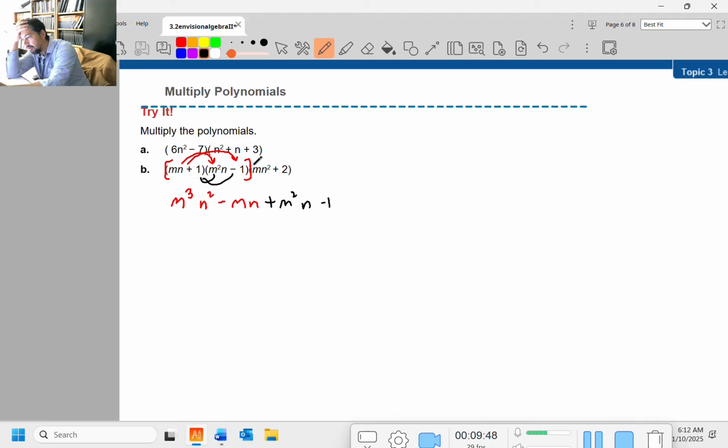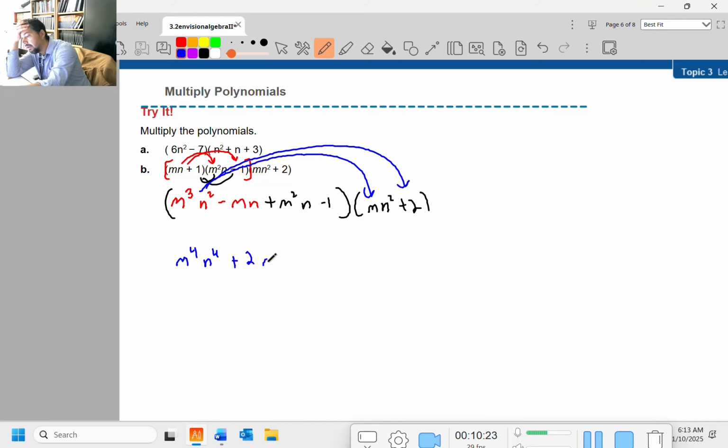So I have done all that work right there. Nothing in here is alike. I'm going to have to turn around and multiply that by mn squared plus 2. Again, you pick whichever thing you want to do. If you like foiling, double distributive property and such, you just go with that. No big deal. All right, we have m cubed n squared times mn, which is m to the fourth. And then we have n squared times n squared, n to the fourth. Then we have m cubed n squared times 2, so plus 2m cubed n squared.